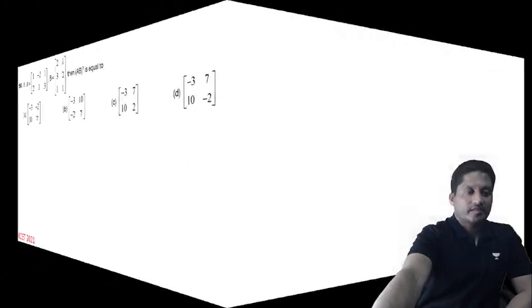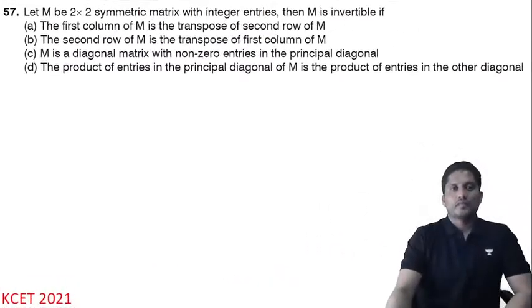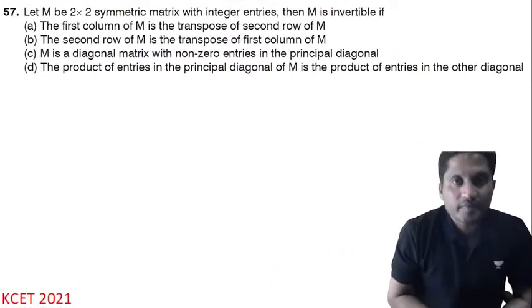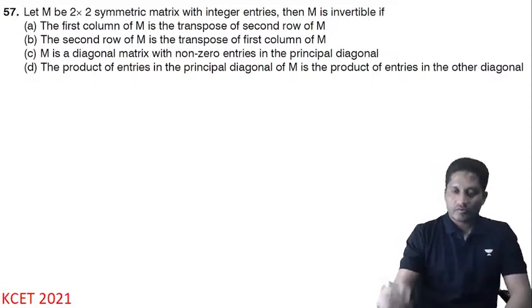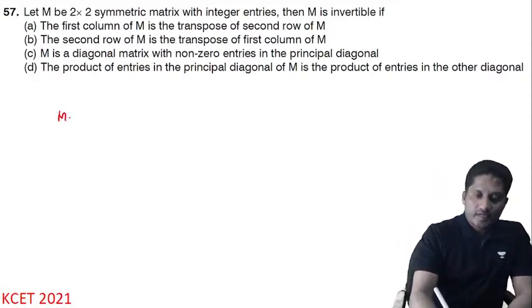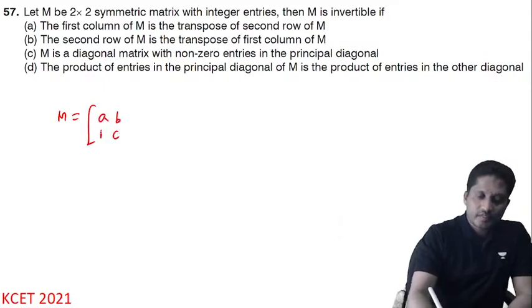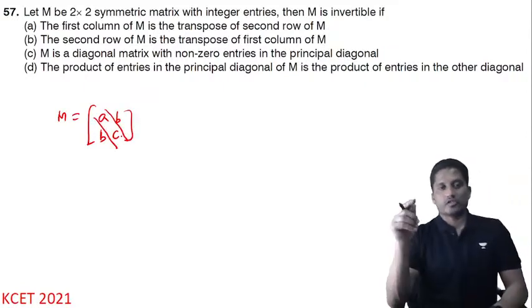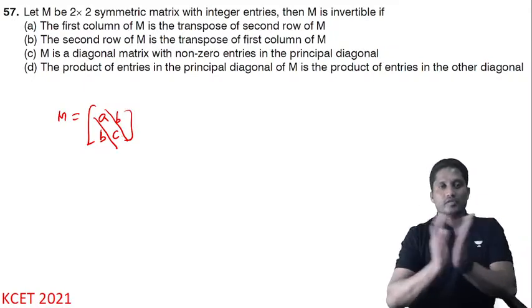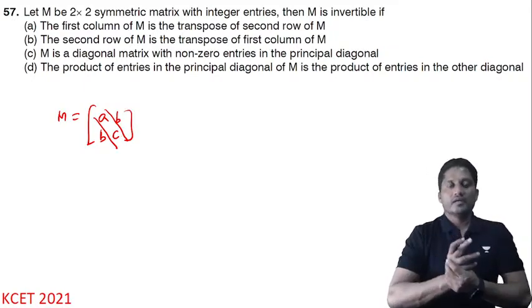Question number 57. M is a 2 by 2 symmetric matrix with integer entries. Good question, follow carefully. M is a symmetric matrix, right? A, B, and if I take C, this is also B because it is symmetric. Elements which are symmetric about the principal diagonal should be the same. Assume this is a paper: if you fold, the elements should coincide. So B is the symmetric entry.